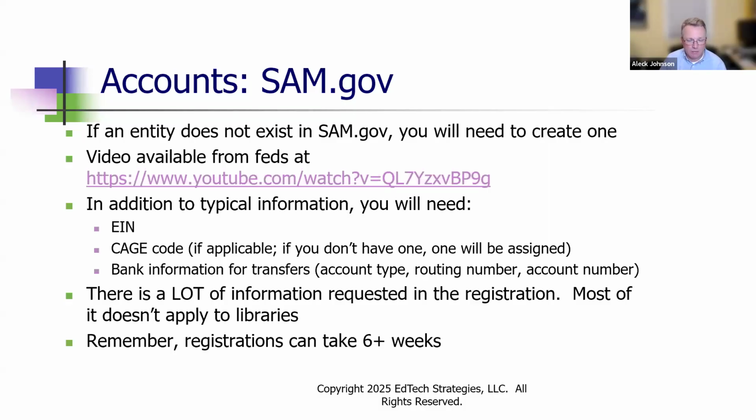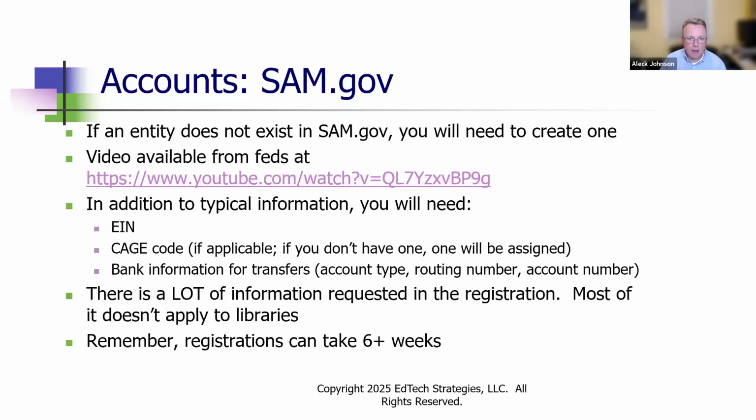In addition to all of the basic information that you're typically going to need, name, address, etc., you're going to need the EIN associated with your library. You're going to need what's called a cage code. And if you don't have a cage code, they will assign one to you. And then last but not least, you need all of the bank information, just like you did for the Form 498. So you'll need the account type, the routing number, and the account number.